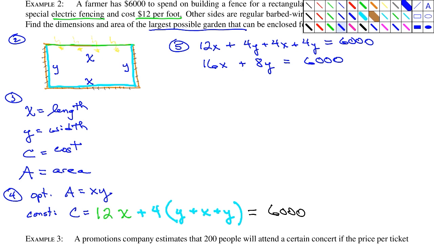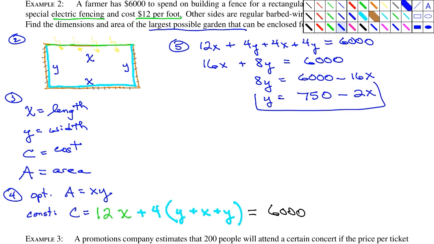I'm going to do the same trick as before. I'm going to solve for Y, by moving the 16X to the right side and dividing by 8. So 6,000 divided by 8 is 750, and 16 divided by 8 is 2. So here's the equation that gives me the relationship between X and Y.